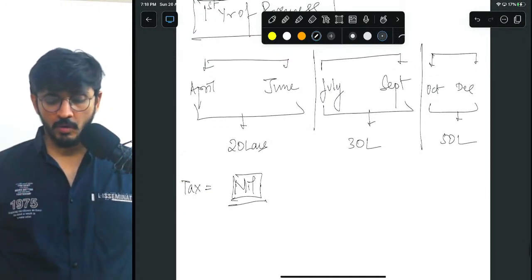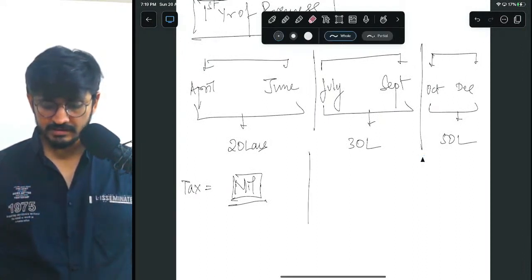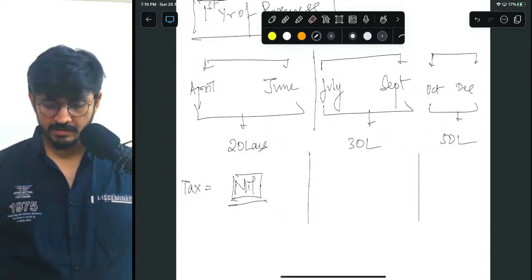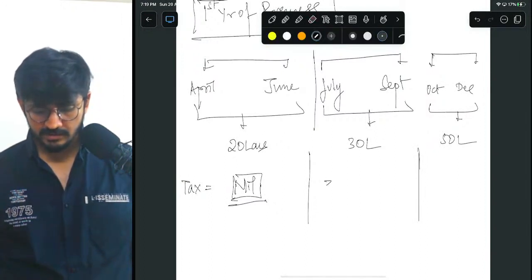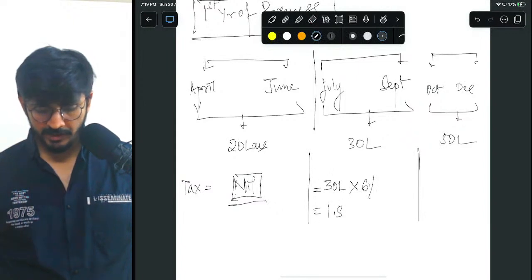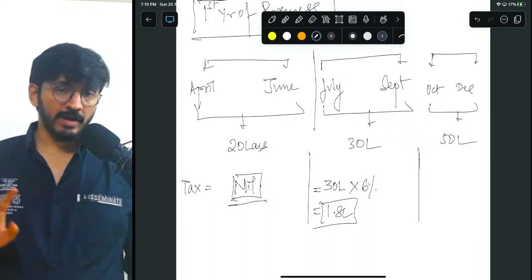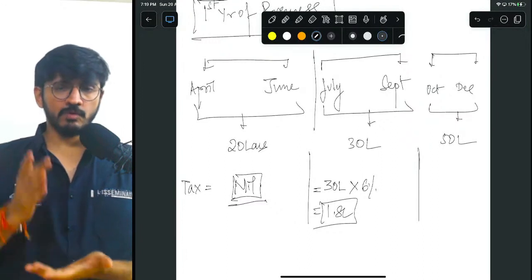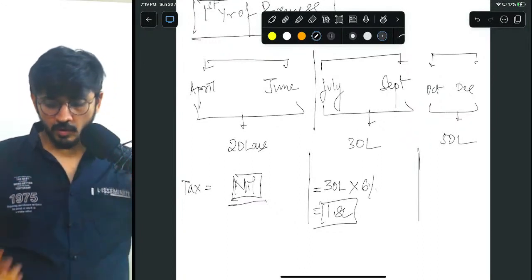Absolutely correct. Now, what will happen in the second quarter? Correct. 30 lakhs multiplied by 6% is 1.8 lakhs. Because after 20 lakhs you opted for the compo scheme and now you will pay taxes under the compo scheme. That is 6%.